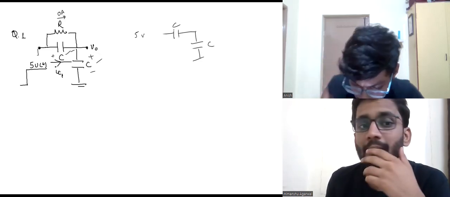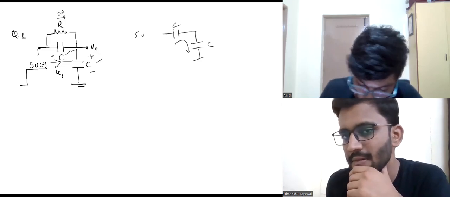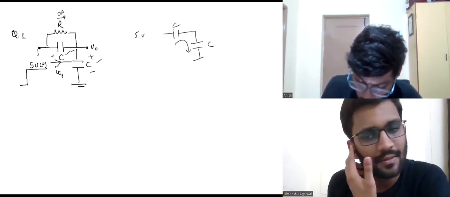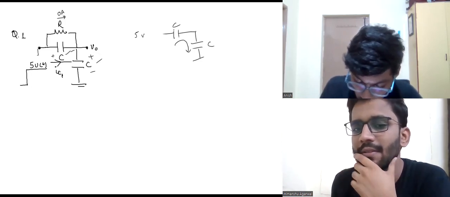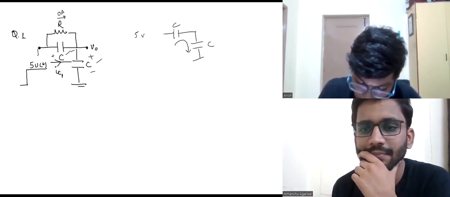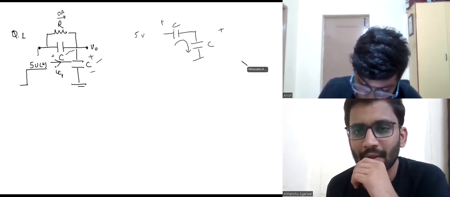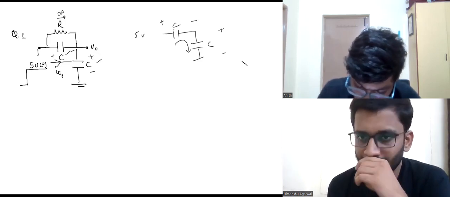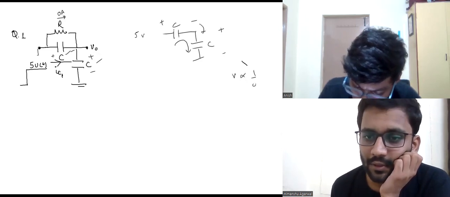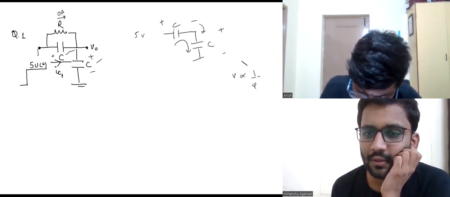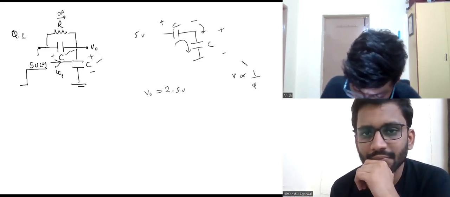As the voltage changes instantaneously across this, an impulse current will flow through both of these caps. So in this case, the caps will change their voltage instantaneously. The voltage will get divided between them because both are C and C, and the charge through them is the same. So the voltage V naught at t equal to 0 plus will be 2.5 volts.